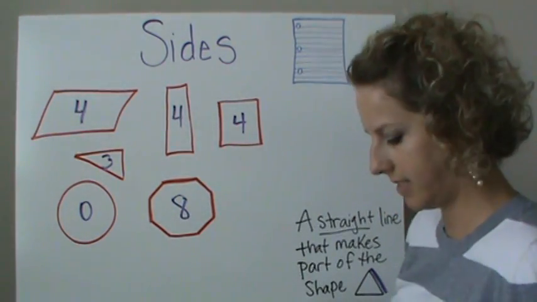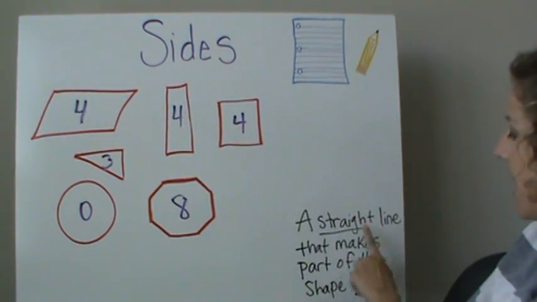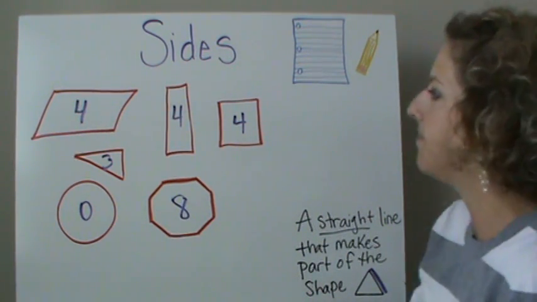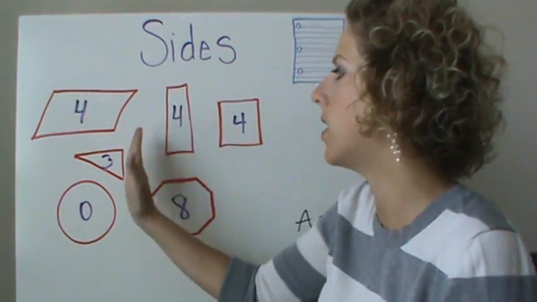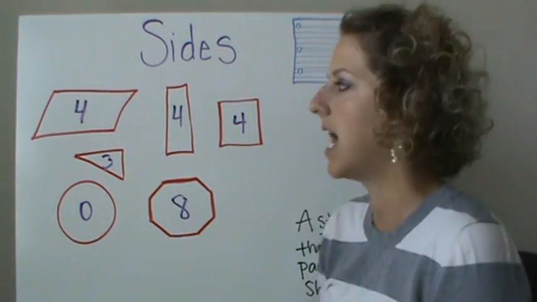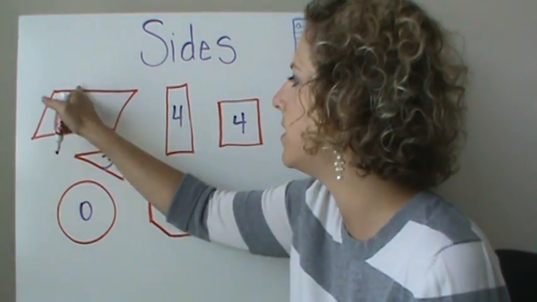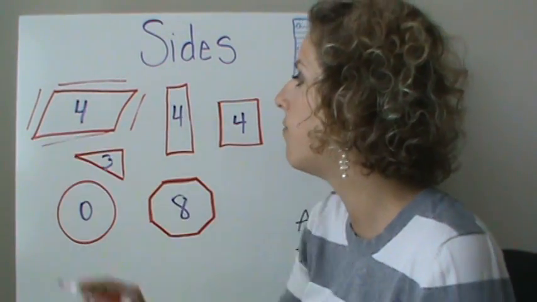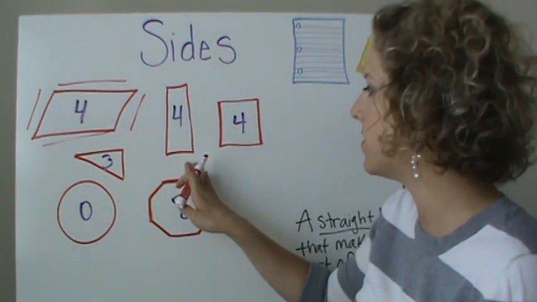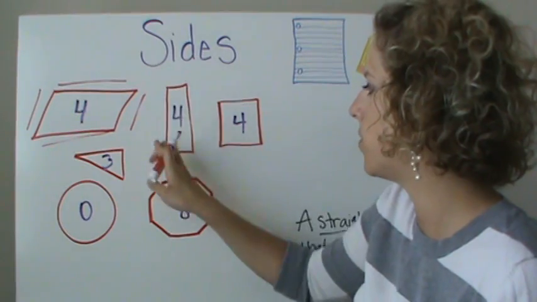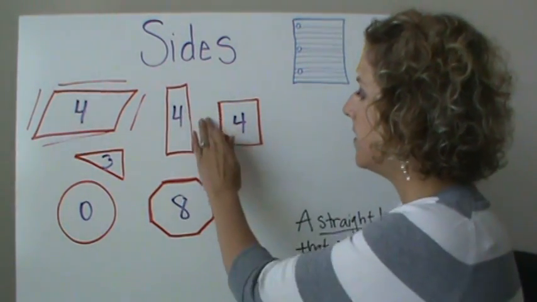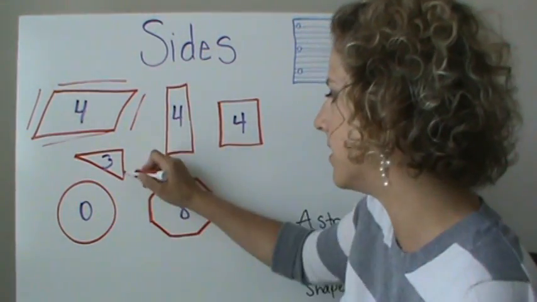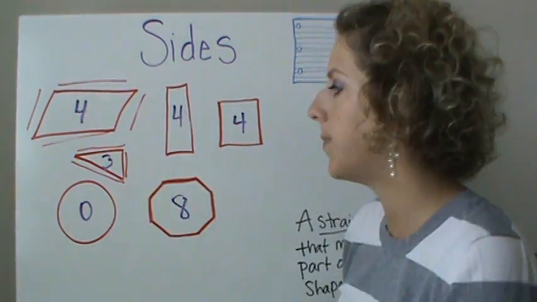The sides. A straight line that makes part of the shape is known as a side. So if we look at the straight part of the figure, that's the side. So in this figure you have 1, 2, 3, 4 sides. This one also has 4. 1, 2, 3, 4 sides. This one also has 4. This shape has 3 sides. You can see here 1, 2, 3 sides.